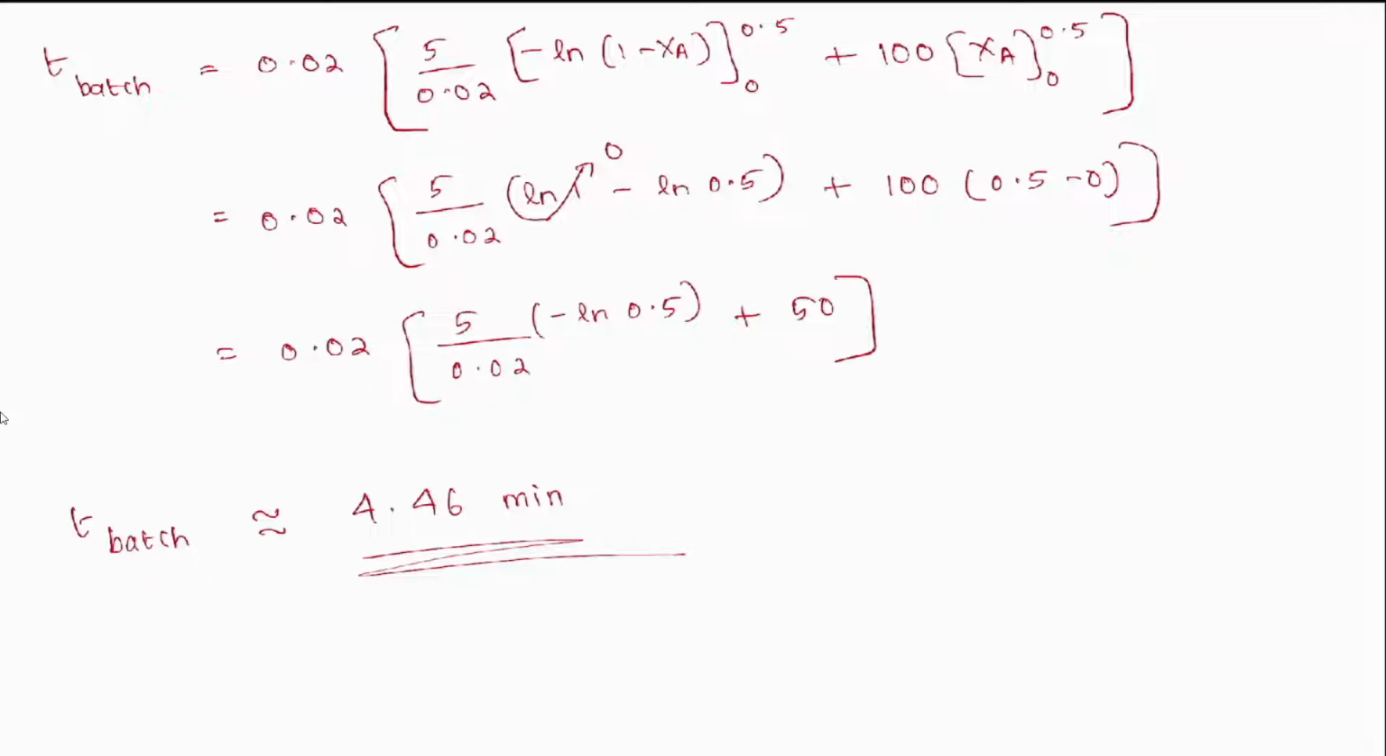So yeah, as I said, in this question all you have to do is write the design equation of the batch reactor, substitute all the values that you have been given, and just integrate that equation, and finally you will get the answer, right? Okay. Any doubts?